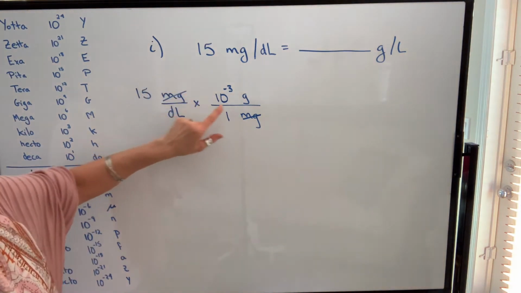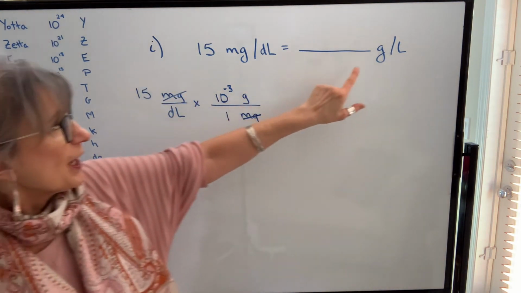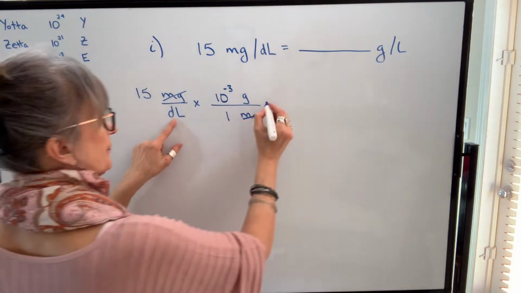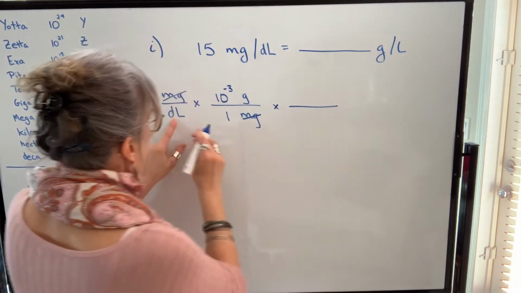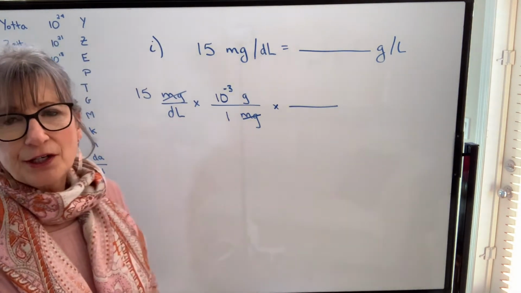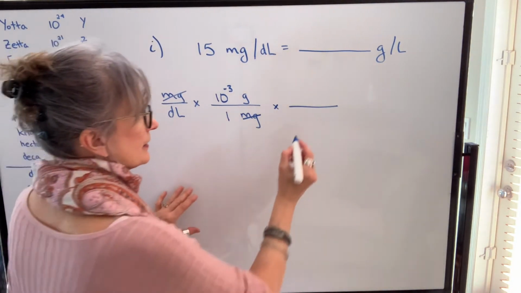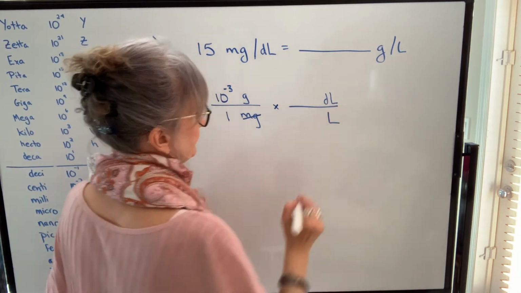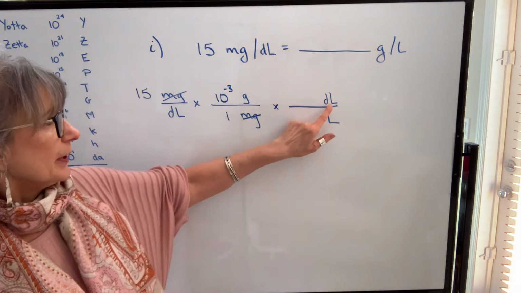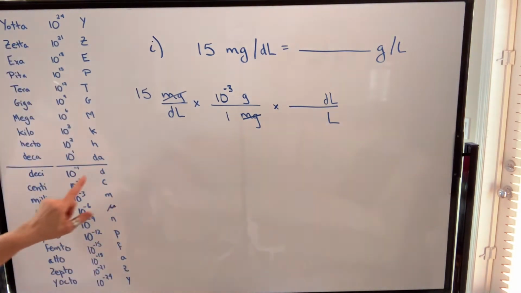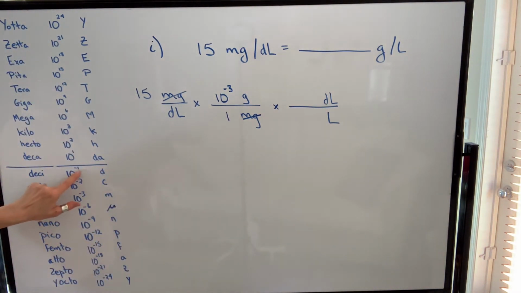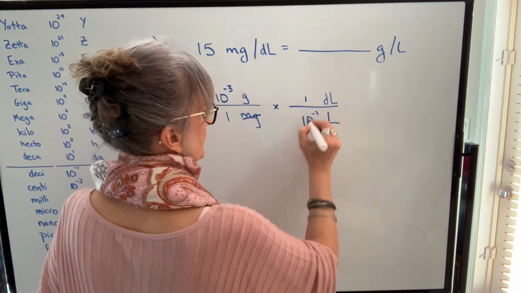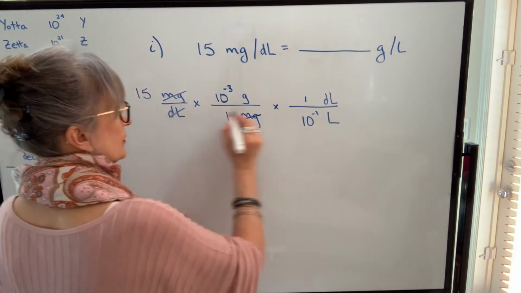Now my concentration will be in grams per deciliter, but I want grams per liter. So now I'm going to change per deciliter to per liter. In order to do that, because deciliter is in the denominator, I'm going to put it in the numerator to cancel it. So I'm going to put deciliter in the numerator and replace it with liter. And I look up my value for deci on my chart. Deci is 10 to the negative 1. So I know that 1 deciliter is 10 to the negative 1 liters. Deciliter will cancel.